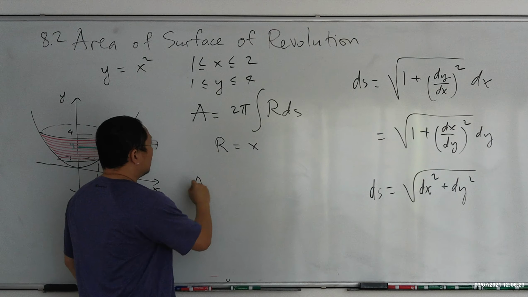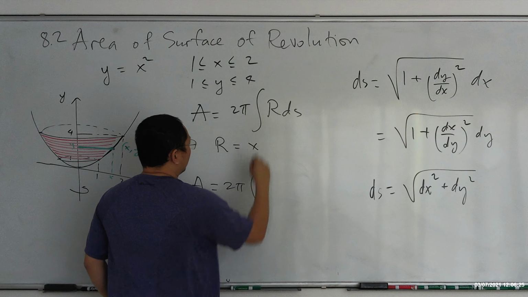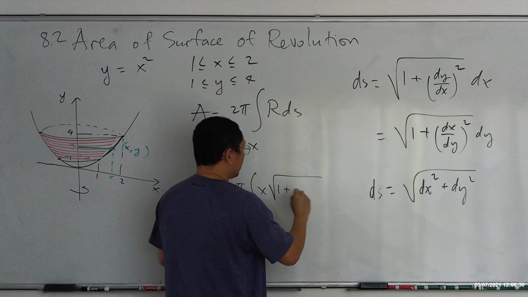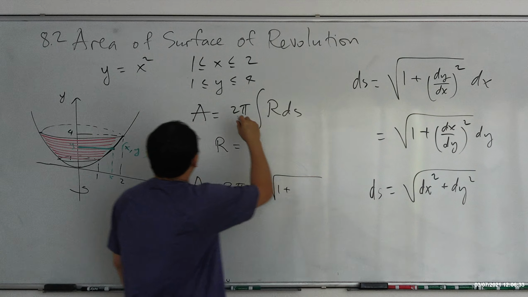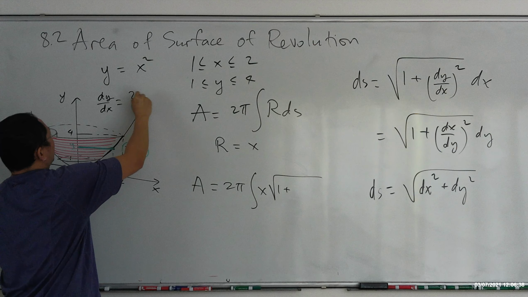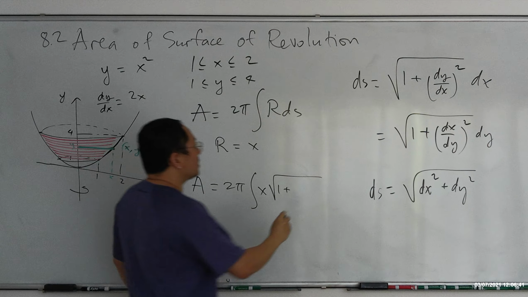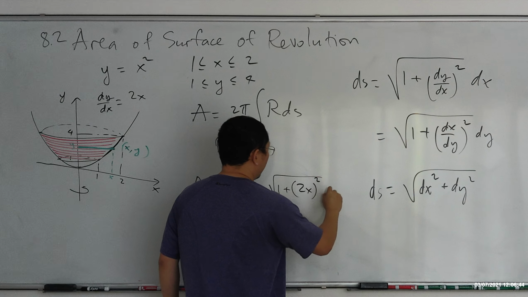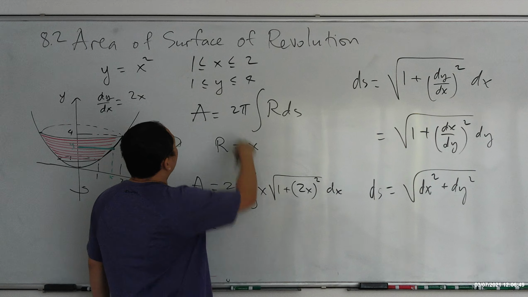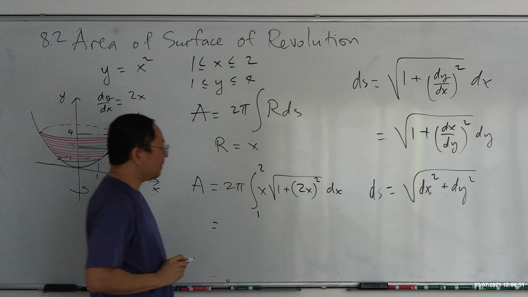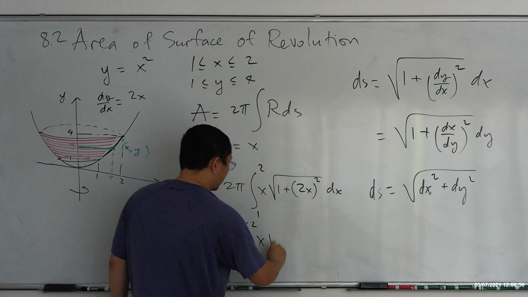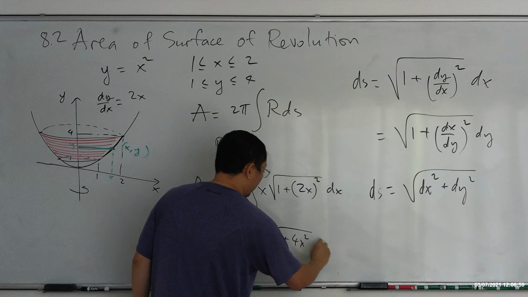So it's going to be 2 pi integral, r is x, and ds is going to be square root of 1 plus dy over dx squared. So I've got to calculate dy over dx in here. dy over dx is equal to 2x, right? Derivative. So this is (2x) squared, and then dx. And then I'm going to calculate this integral. By the way, the boundary, x runs from 1 to 2. Okay, so this is 2 pi integral from 1 to 2 of x square root of 1 plus 4x squared dx.